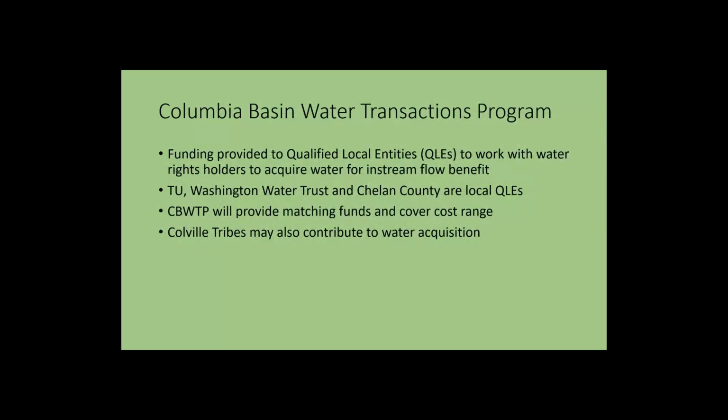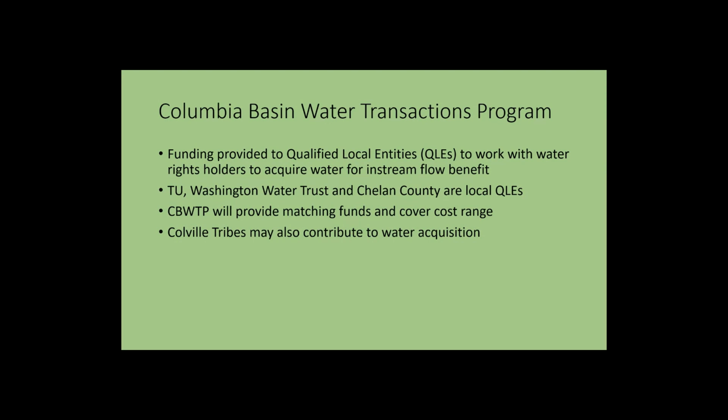The plan is we would access the 4.8 million for SRFB funding, and if there is a cost that exceeds what we put in our budget, that would also be covered by the Columbia Basin Water Transactions Program. So we've tried to be conservative but realistic in the numbers, and we feel pretty good about where we are there.